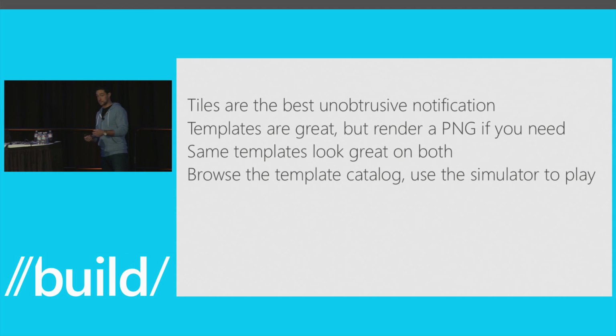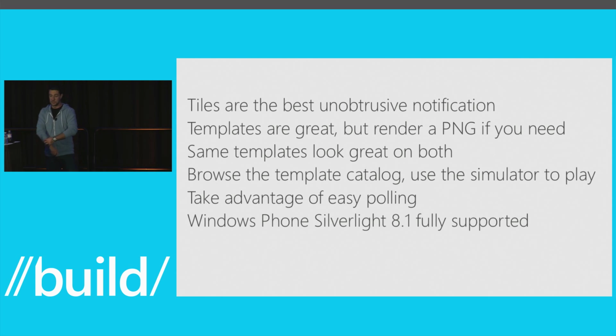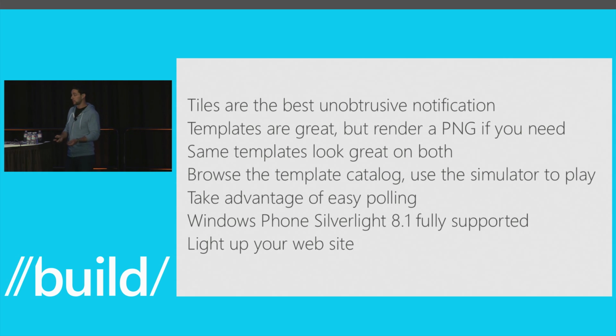Browse the template catalog. It's live on MSDN today. You can use the simulator to kind of play with those. You can just paste in the XML and see what the tile looks like. It's a great way to just quickly experiment and find the tile that makes sense for you. Take advantage of the easy polling. You don't have to set up a background task anymore. Just set up a URI to poll. Windows Phone Silverlight, fully supported, and light up your website if that makes sense. So just do what everyone else happens to be doing and just transform your RSS feed into the tile schema, and then now you get free pin sites.